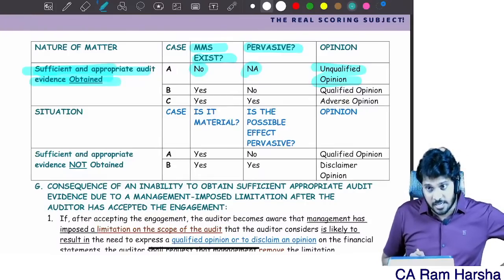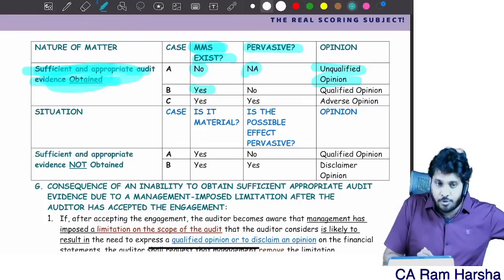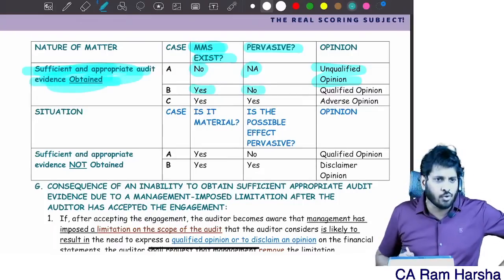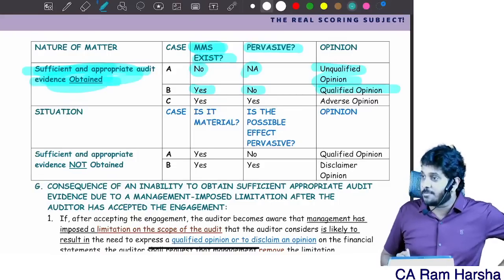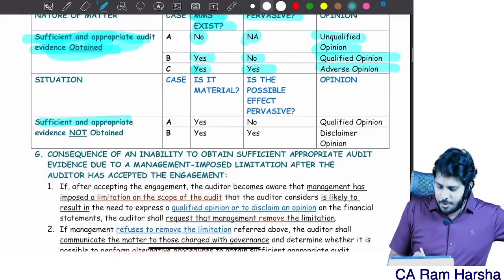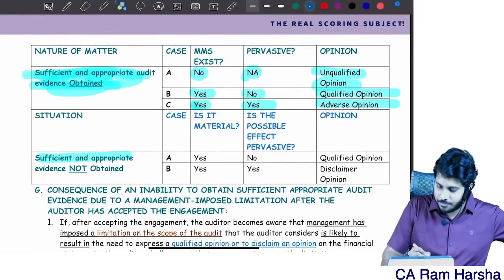Have you got the evidence? Yes, I have got the evidence. Did you find any material misstatement? Yes. Do you have proof for that? Yes, I have proof. There is a material mistake. Is it pervasive? No. Then which opinion will I give? Qualified. Suppose I have found material mistakes and it is also pervasive. Adverse opinion.